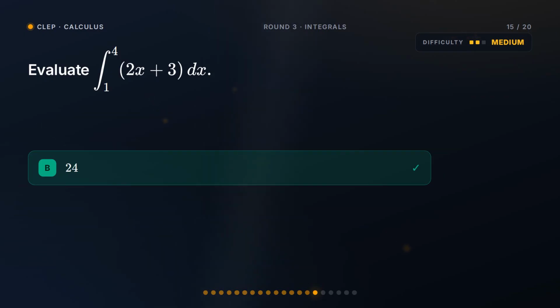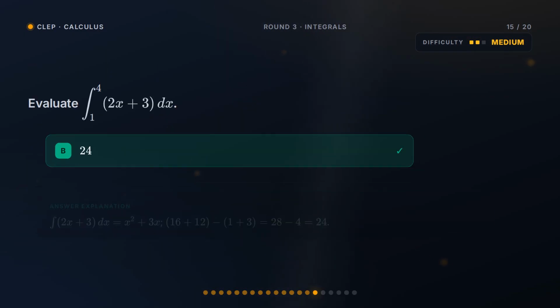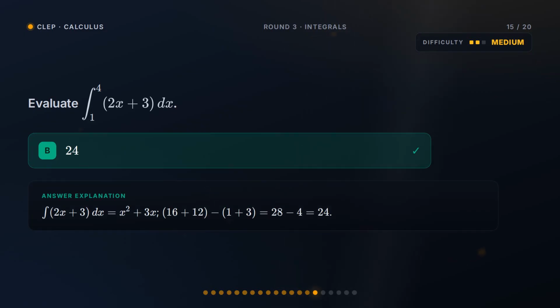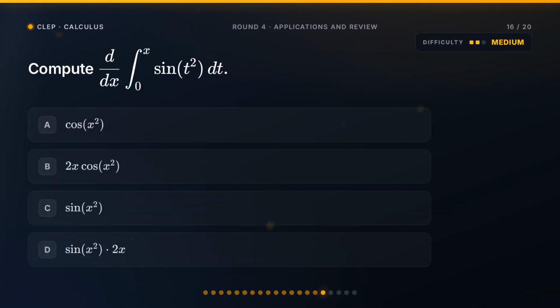The answer is B. 24. The antiderivative is x squared plus 3x. At 4, it is 16 plus 12, which is 28. At 1, it is 1 plus 3, which is 4. The difference is 24.